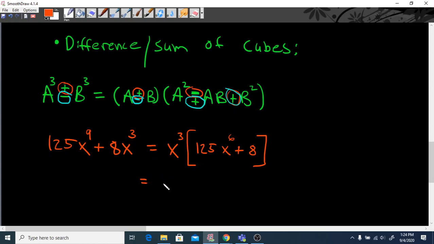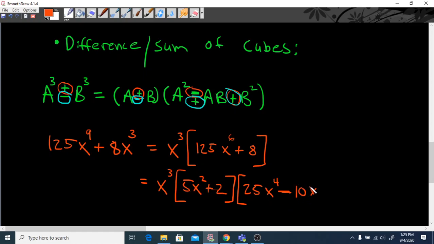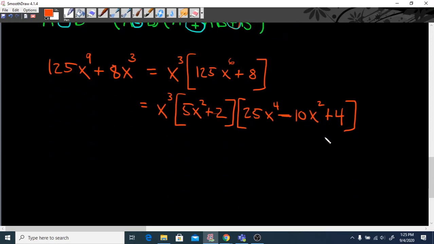So here we go. X to the 3 multiplied by the cube roots: 5x squared plus 2, all right? Then square this one. So 5x squared, if I square 5, I get 25. If I square x squared, I get x to the 4th. Change the sign. Here's a plus, change it to a minus. Multiply the two together. 5x squared times 2, 10x squared. And then finally square the last one, plus 4. Okay? So there's that one.